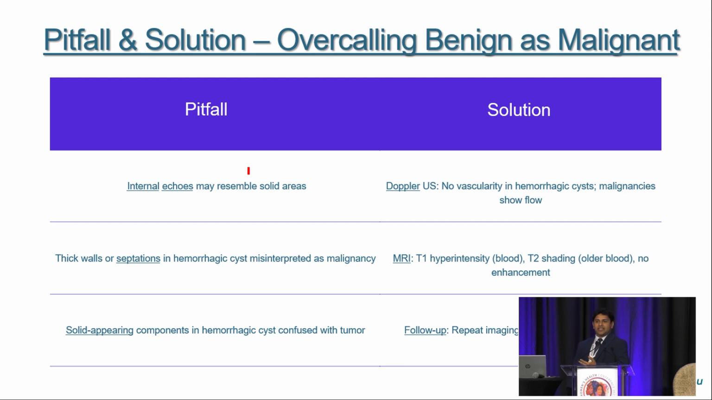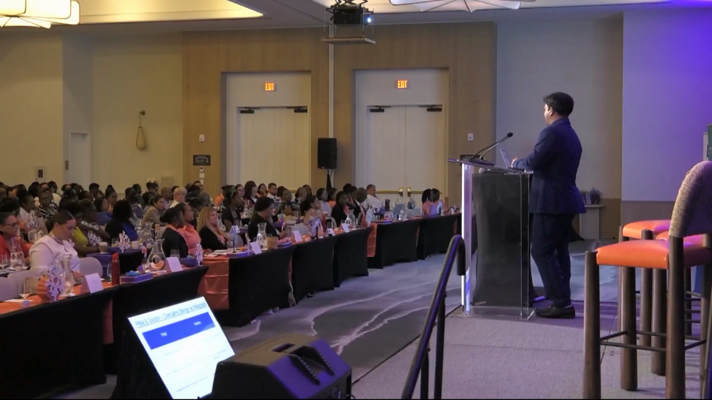So sometimes the internal echoes may be confused for ovarian tumors, so we have to do a Doppler study, and also septations or a thick wall can be confused with ovarian neoplasms. In such cases, get an MRI done. And with most hemorrhagic cysts, if you're sure, you can repeat after 4 to 6 weeks, because a hemorrhagic cyst usually disappears by that time, whereas a neoplastic lesion wouldn't have.